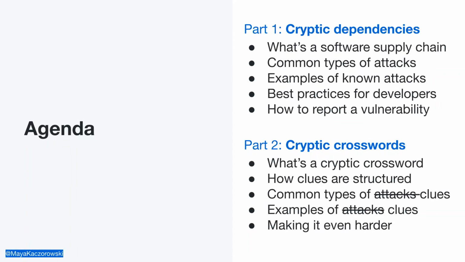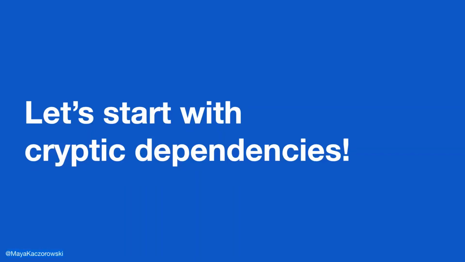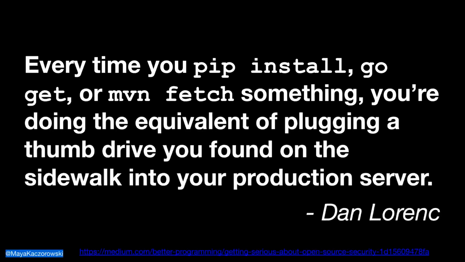Once we have a better handle on dependencies, we'll turn to cryptic crosswords. If you're not familiar with these, we'll first explain what they are and why their clues are different from crosswords you might be familiar with. And we'll dive into the types of clues you will encounter, go through a few examples to illustrate. So let's get started with dependencies.